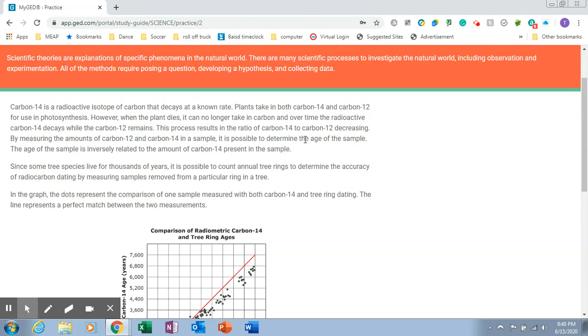So we could look at a tree. This example is about a tree. And if it's gone for thousands of years, we can figure out how much carbon 14 is still in the decaying tree, and then we can figure out how old it is. That is called carbon dating. And we do that with the radioactive isotope, comparing it to the carbon-12.